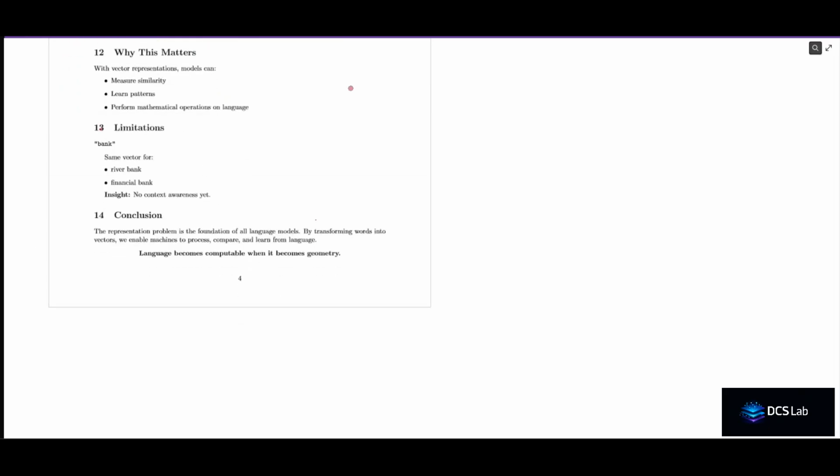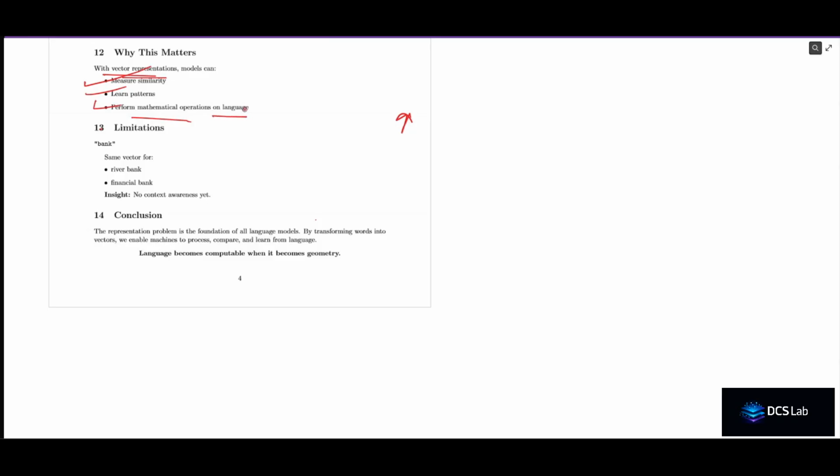Now, why does this matter? Because with vector representations, models can measure the similarity. We already showed you that if the similarity between two vectors is high, it means there is a similarity between them. For example, cat and tiger, cat and dog, there will be a similarity between them. But cat will be very different from car, hence the similarity score will be low. It learns the patterns, right? Hidden patterns can be learned because both cat and tiger belong to a family. They have four legs, and all those hidden patterns we cannot imagine. Okay, and it performs some mathematical operations on language.